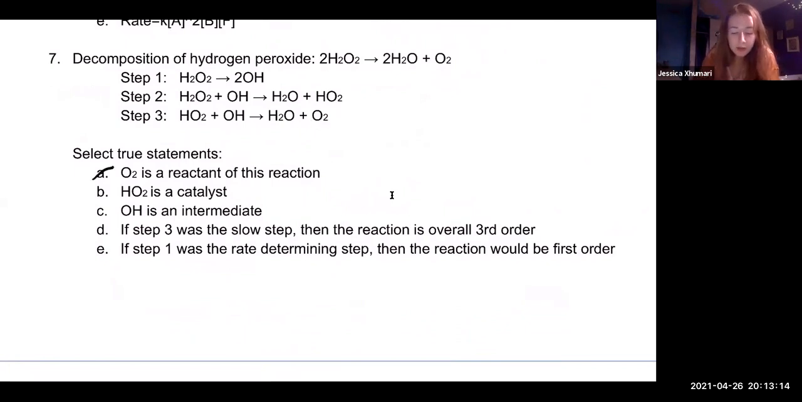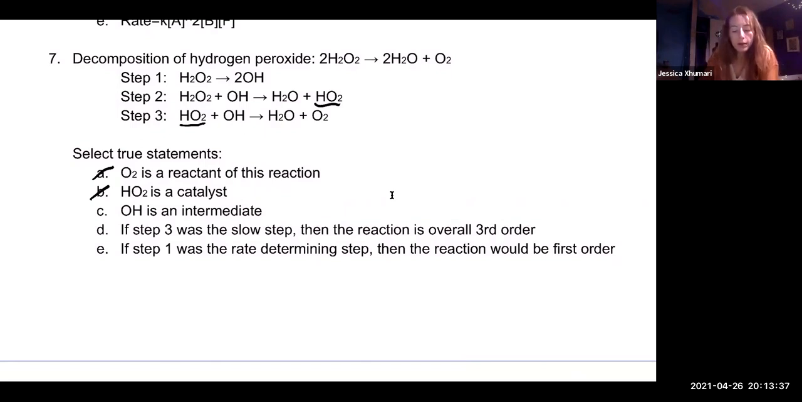B is saying that HO2 is a catalyst, which means that it is consumed and then reproduced at the end. So let's see. We see it here and over here. In reality, it's actually an intermediate, not a catalyst, because it was produced and then consumed again, which is the opposite of what we want for a catalyst.